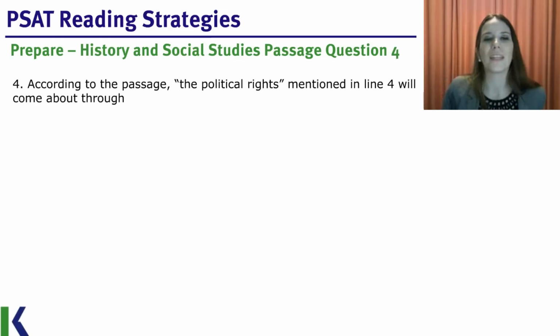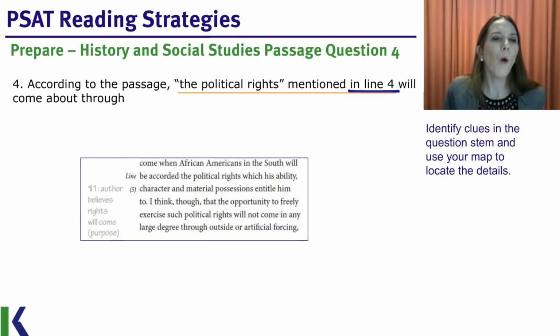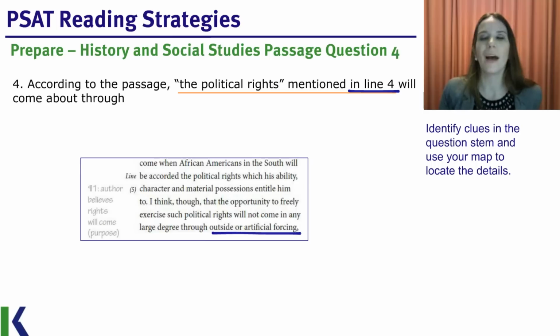According to passage 4, the political rights mentioned in line 4, well, again, we have this line reference, so we're going to go right back through it, will come about through what? What is going to create this change? Or, because the author talks a lot about what is not going to bring about this change. Well, we saw this in a couple of places. The author thinks that force is not going to bring about this change. So in some ways, our prediction could be it's going to come about through not force.